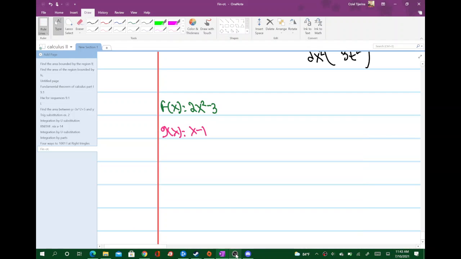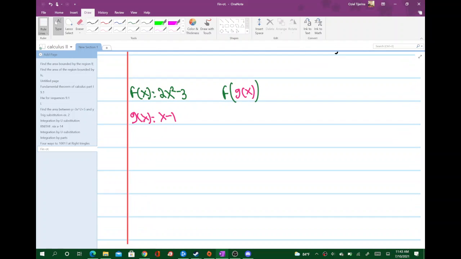Alright, so let's look at this example. We have f of x equals 2x squared minus 3, and g of x equals x minus 1. What we want to do is find f of g of x. To do this, you basically plug in whatever g of x is equal to for x in f of x.